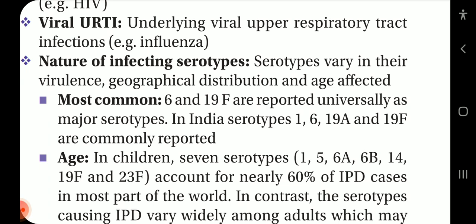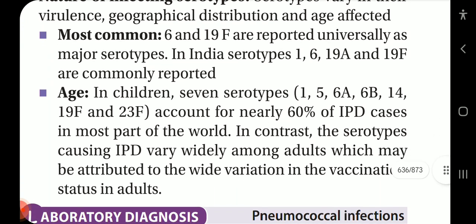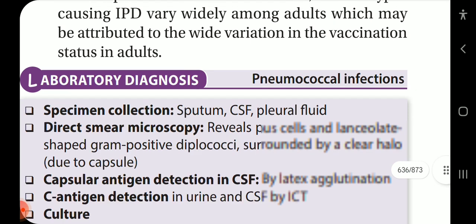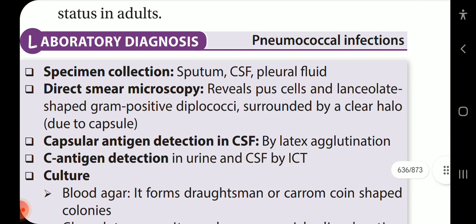Nature of infecting serotypes. Serotypes vary in their virulence, geographical distribution, and age affected. Most commonly, 6 and 19F are reported universally as the major serotypes. In India, serotypes 1, 6, 19A, and 19F are commonly reported. Age: in children, 7 serotypes, 1, 5, 6A, 6B, 14, 19F, and 23F, account for nearly 60% of IPD cases in most parts of the world. In contrast, the serotypes causing IPD vary widely among adults, which may be attributed to the wide variation in the vaccination status in adults.